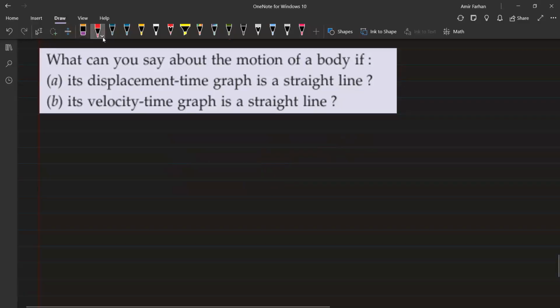So if the motion of the body and its displacement time graph is a straight line, then for part A, uniform speed is there. And part B would be, if the velocity time graph is a straight line, it means that it is a uniform acceleration.